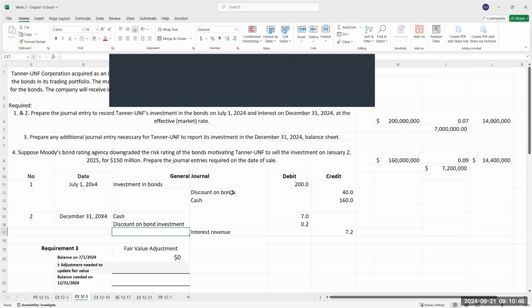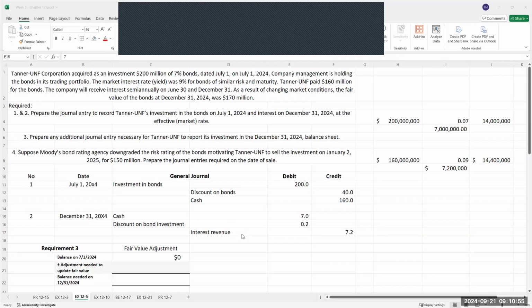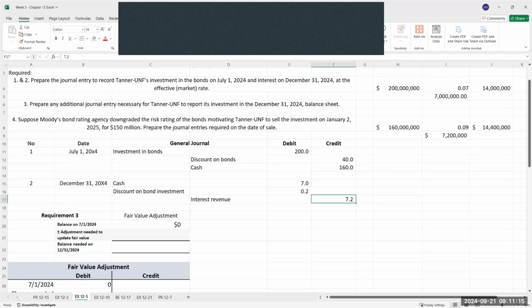So again, when we are calculating the cash that we are receiving from the corporation, they promised that they're going to pay us 7%. And when it comes to the interest revenue, it is based on the amount that we paid for the bonds multiplied by the market rate, which in this case was 9%. That represents $14,400,000 for the entire year. We divide it by 2, which gives us 7.2 million, and that represents the interest revenue. All right, so that answers requirements 1 and requirements 2.